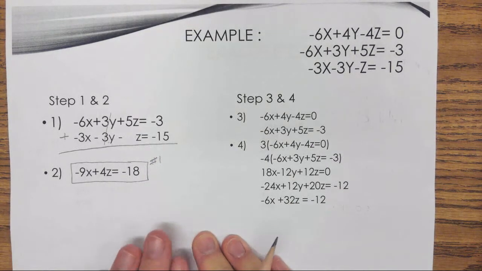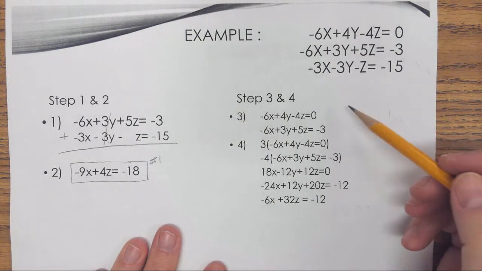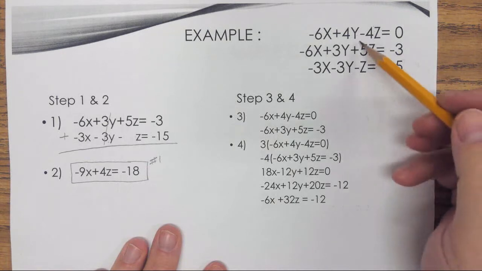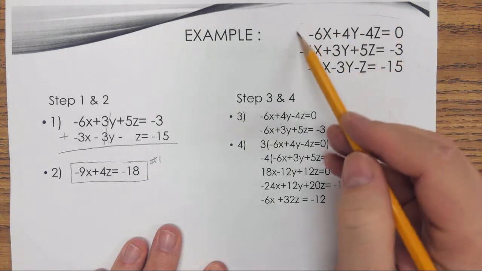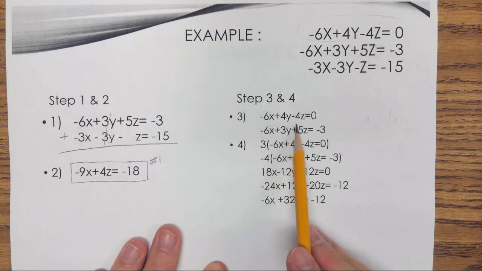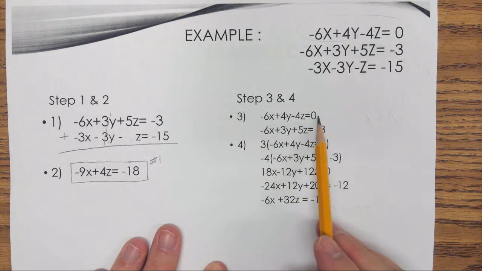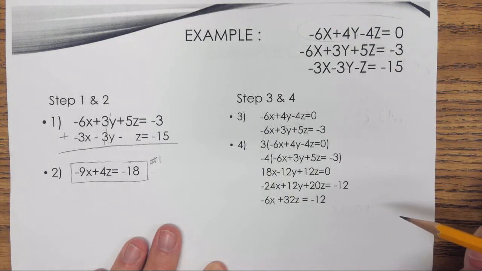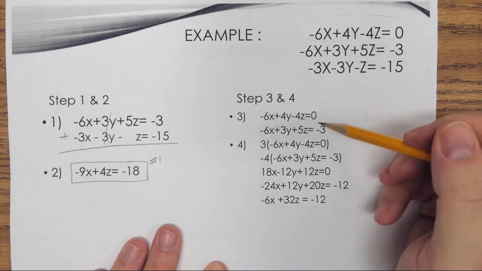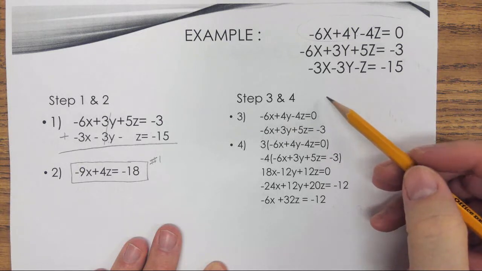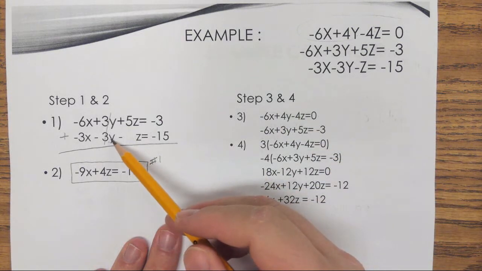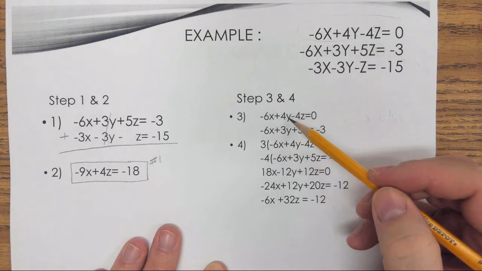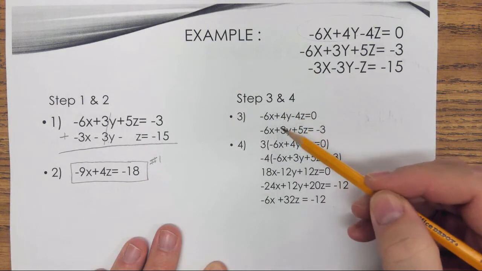Okay? Now I'm going to use the equation that I didn't use. So I used these two, so I'm picking this one. Negative 6x plus 4y minus 4z equals 0. And then I'm picking one of these two to use in order to do elimination again. Since I eliminated y in this one, I have to eliminate the y in this one.